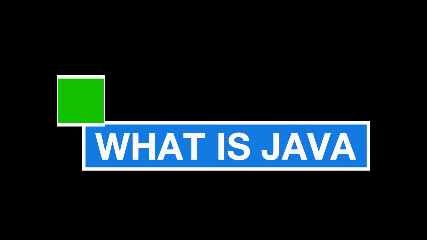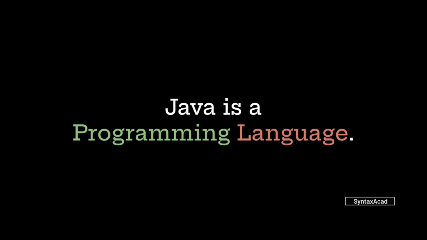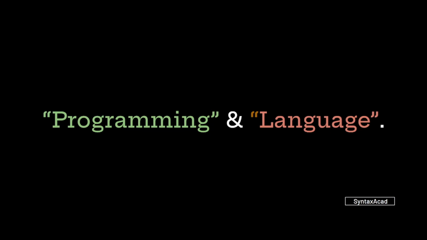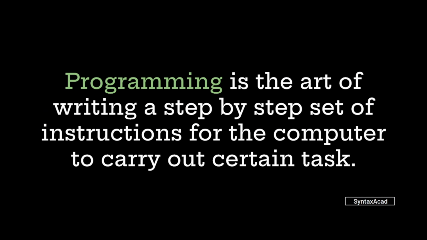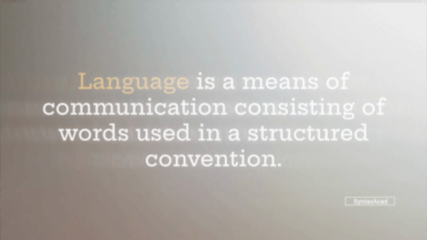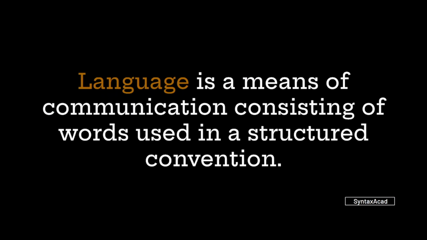Moving on, what is Java? Java is a programming language. The two keywords here are programming and language. Let me explain. Programming is the art of writing a step-by-step set of instructions for the computer to carry out a certain task, and language is a means of communication consisting of words used in a structured convention.